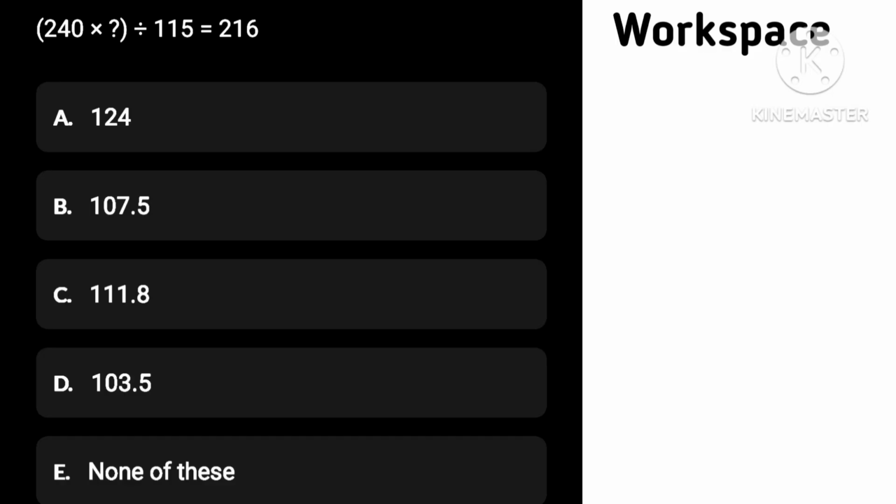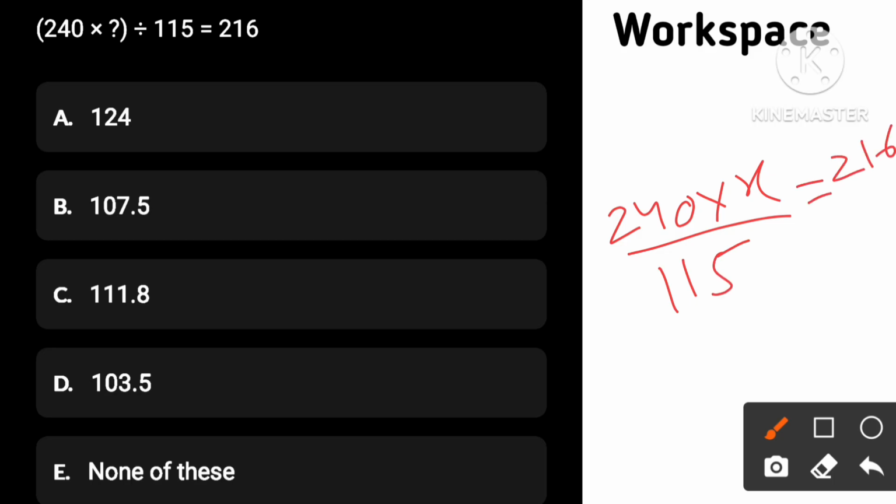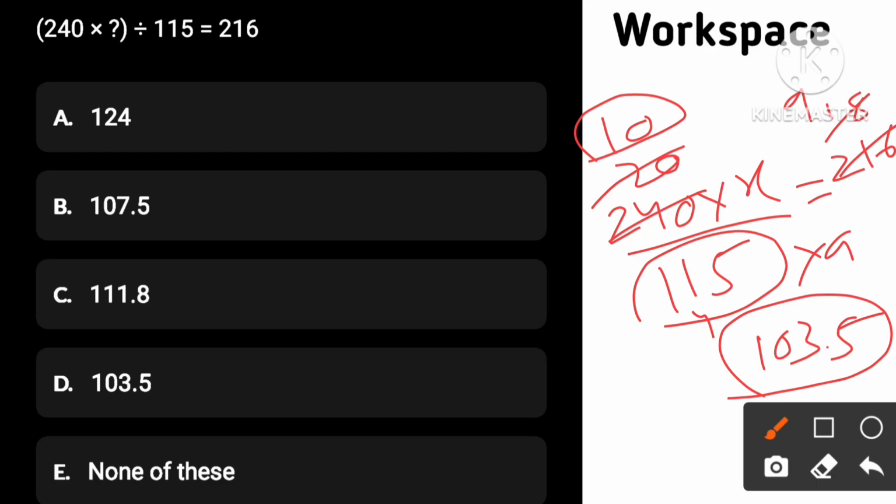Question number 7. Here 240 into x divided by 115 whole equals to 216. 12 18 times will be 216. 12 20 times, 2 10 times, and 2 9 times. So x value will be 115 into 9 times, which will be 9 5 times, 45, 11 9 times, 99 plus 4 103 whole divided by 10. So answer will be 103.5. Option D is the answer.